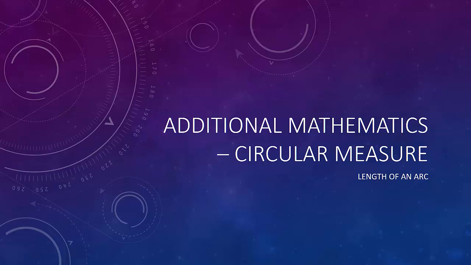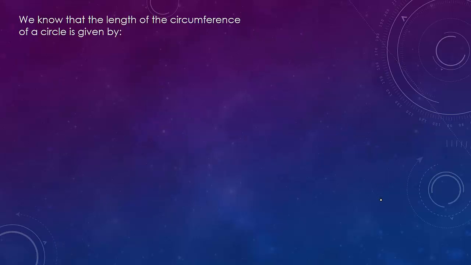Length of an arc. We know that the length of the circumference of a circle is given by C is equal to 2 pi r, where r is the radius.